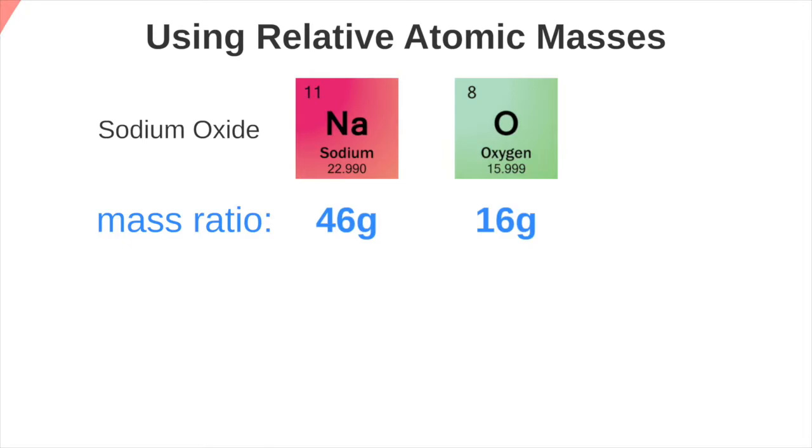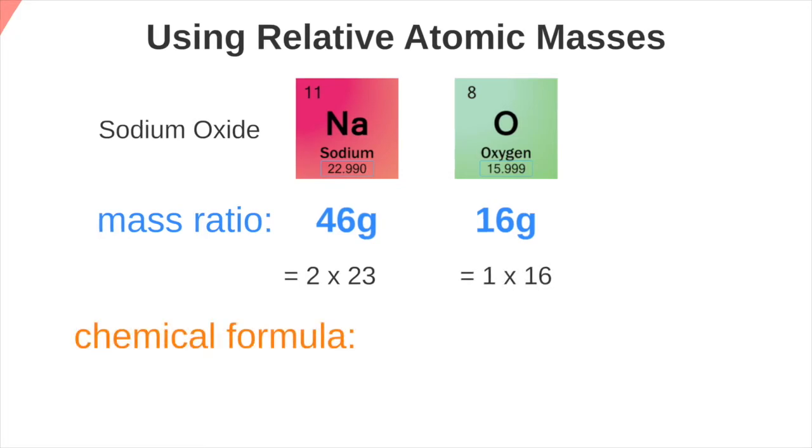The relative atomic mass of sodium, which is approximately 23, tells us that each mole of sodium weighs approximately 23 grams. Now in our sample we have 46 grams of sodium, which is 2 times 23, telling us that this sample has 2 moles of sodium. If we look at oxygen, the relative atomic mass is approximately 16, indicating that each mole of oxygen weighs approximately 16 grams. Therefore, in our 16-gram sample, we have 1 mole of oxygen.